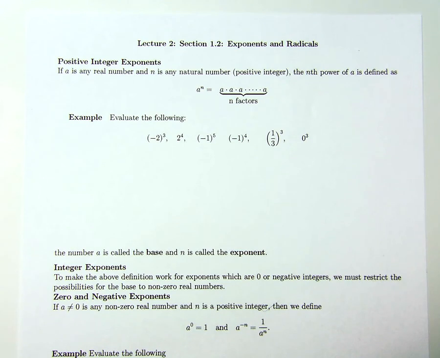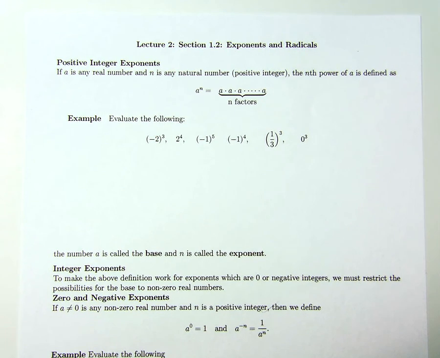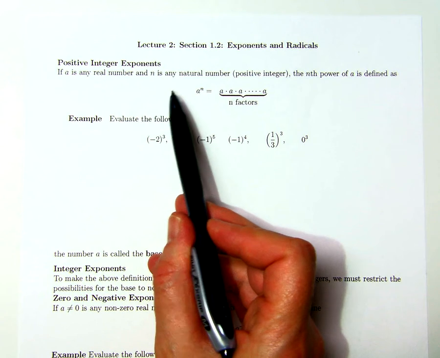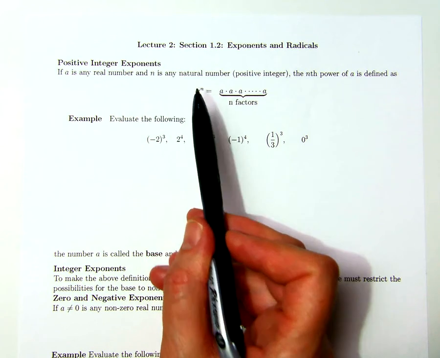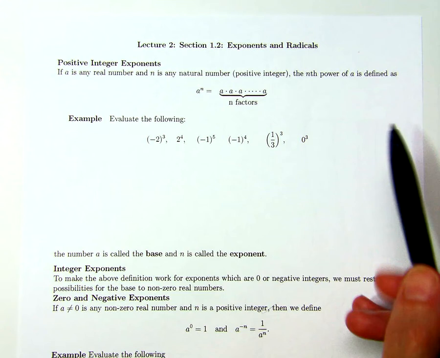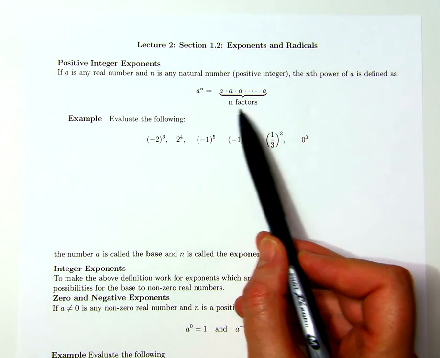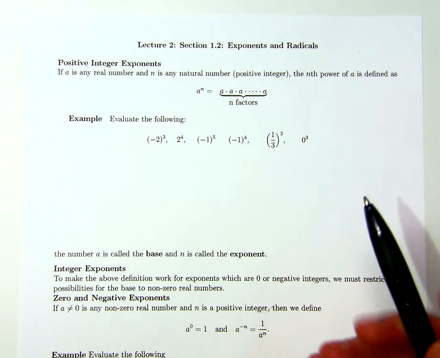In this section we're going to talk about exponents and radicals. If a is any real number and n is any natural number, that's a positive integer, the nth power of a is defined as a times a times a, where we have n factors in that product.